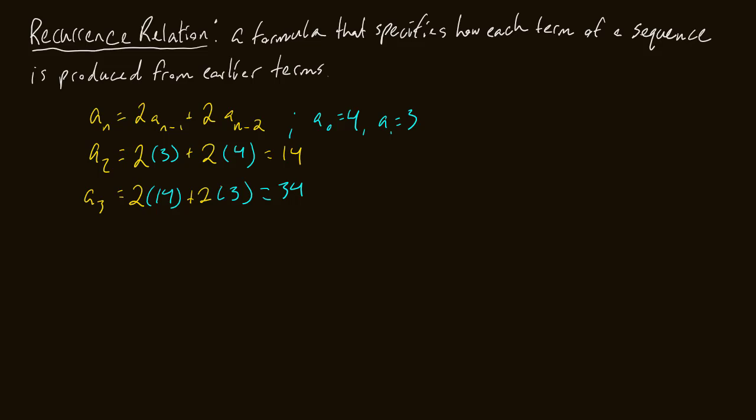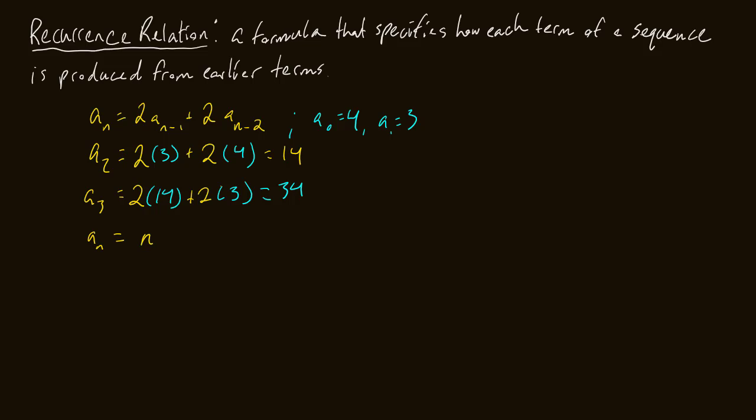We could solve for a4, a5, a6. But we don't want to have to do all of that. It's a lot of work to just keep on solving for terms based on previous terms. We want a sub n written in terms of n, something that is based just on n, so we don't have to rely on previous terms. We could just say, oh, n is equal to 5, well, then a sub n is equal to blah, blah, blah.